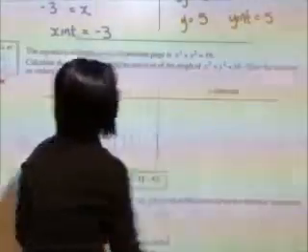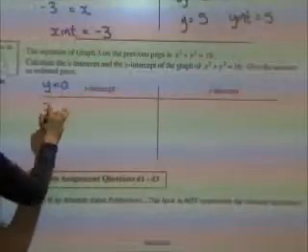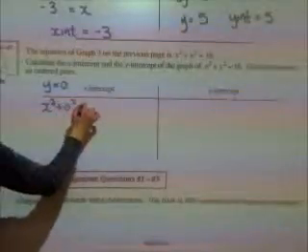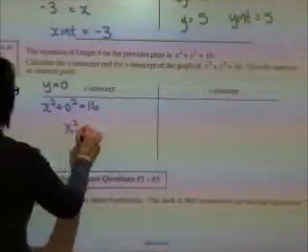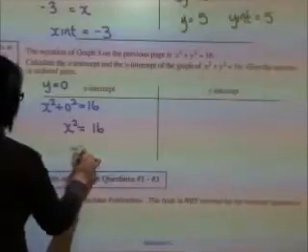The third graph on that page is given by the equation x squared plus y squared equals 16. So we're going to calculate the x and the y-intercept of this equation. So how do I find the x-intercept again? Let y be equal to 0. So if y equals 0, I get x squared plus 0 squared equals 16. What's 0 squared? 0. So x squared equals 16.